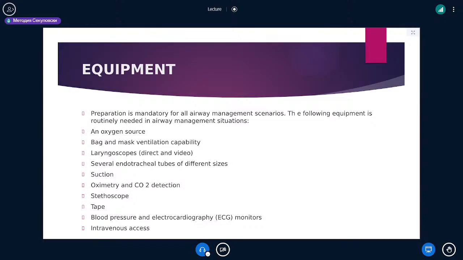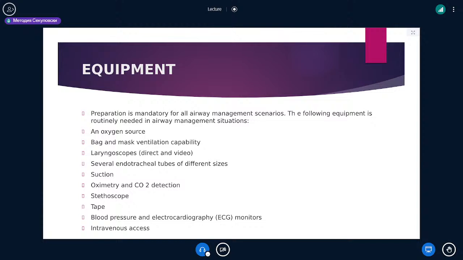About the equipment in the operation room, preparation is mandatory for airway management scenarios. The following equipment is routinely needed in airway management situations: oxygen source, bag, laryngoscopes. Yes, we work with direct and video laryngoscopy, and several endotracheal tubes of different sizes.